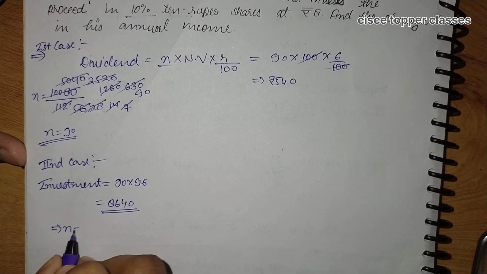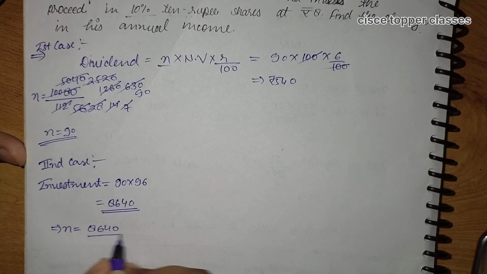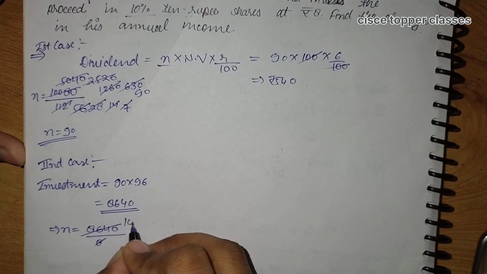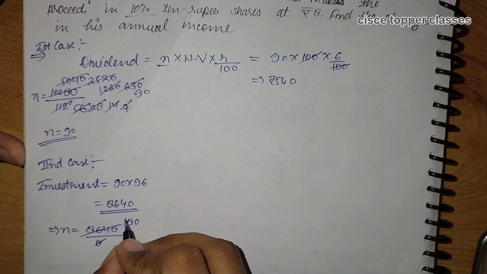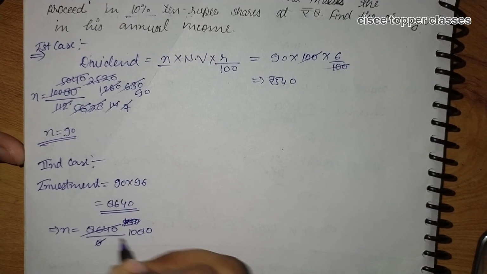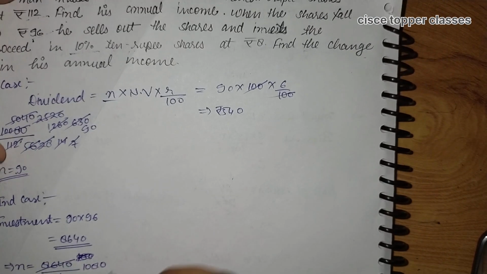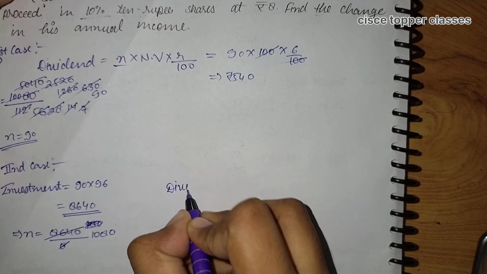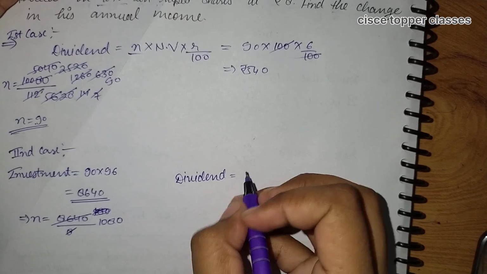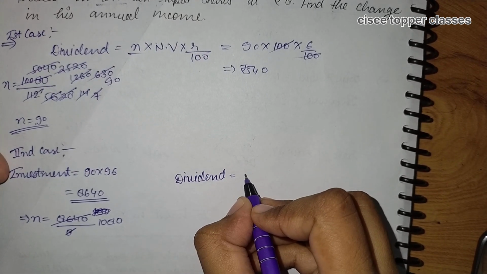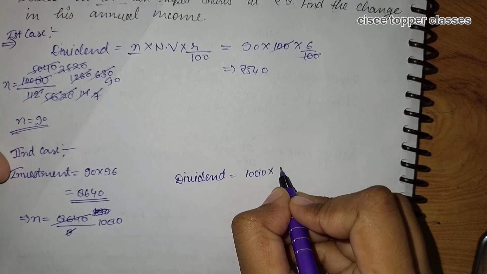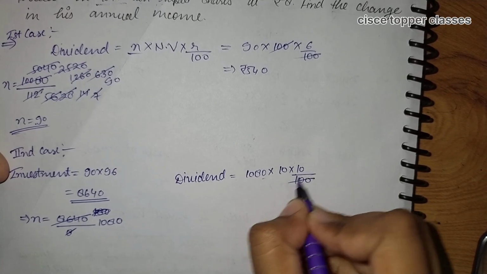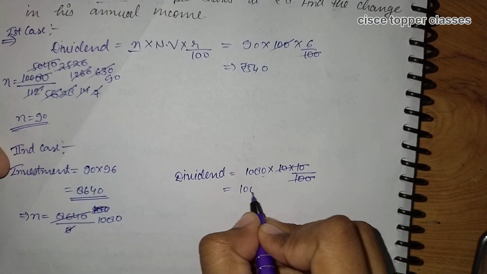If we write here the number of shares in the second case, this will be 8640 divided by the market value in the second case. So 8. So this will be 1 and 180, 1080 sorry, this is 1080 here on cancelling this part. On cancelling, the number of shares in this case will be 1080. So from that we can find the value of dividend in the second case, means the profit or annual income in the second case. So this will be 1080 into 10% into 10 rupees divided by 100. So 100 will cancel out and dividend will be 1080.